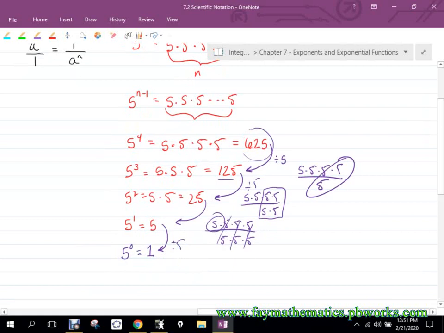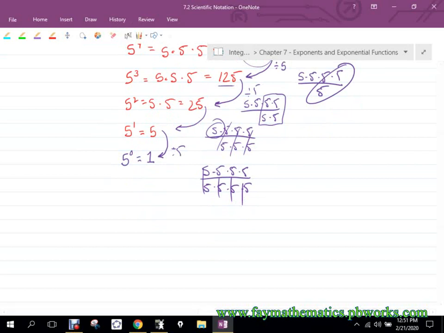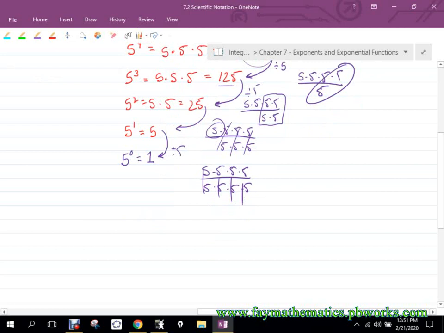And visually, what we're saying is that if I would have started with 5 to the 4th, and then divided by that, isn't that the same thing divided by itself? Don't they all cancel out? Does that make sense? Okay. So hopefully that is a validation of why anything, in this case especially 5, raised to the 0 is 1.